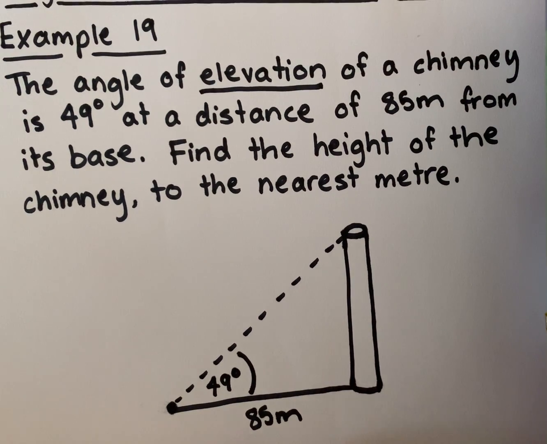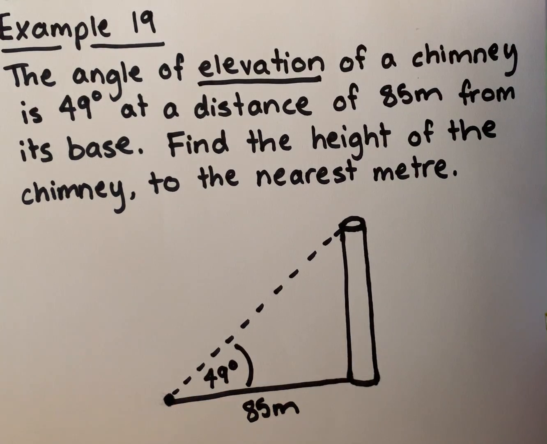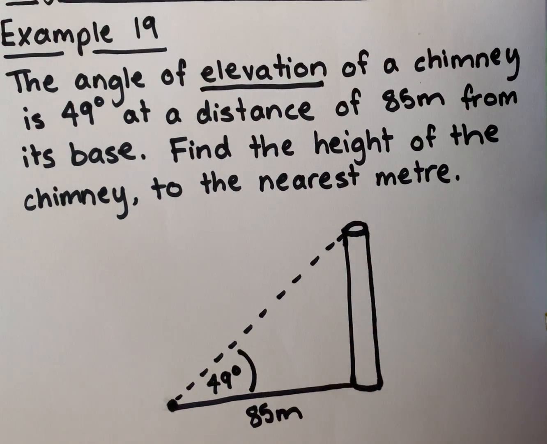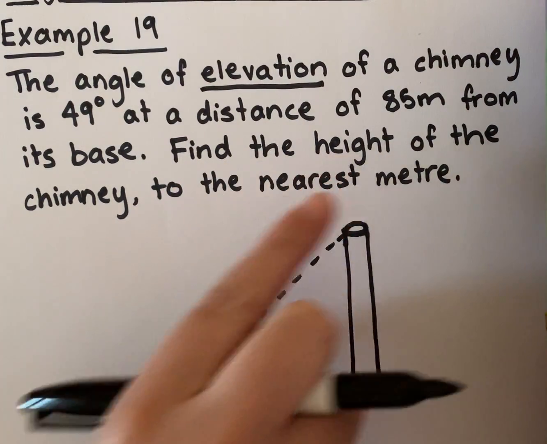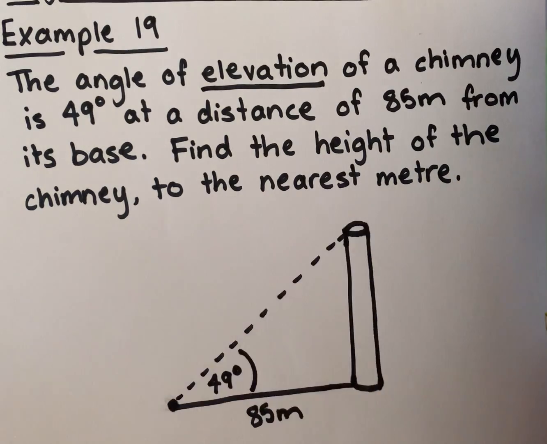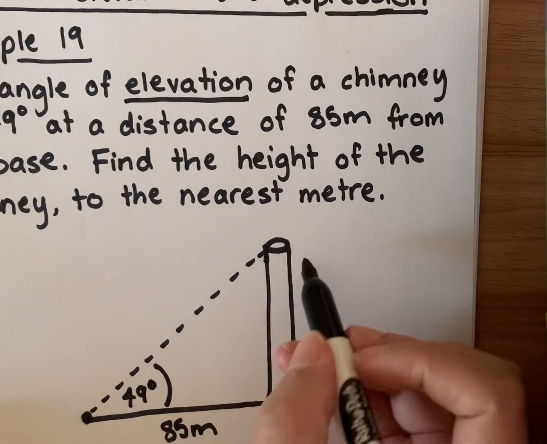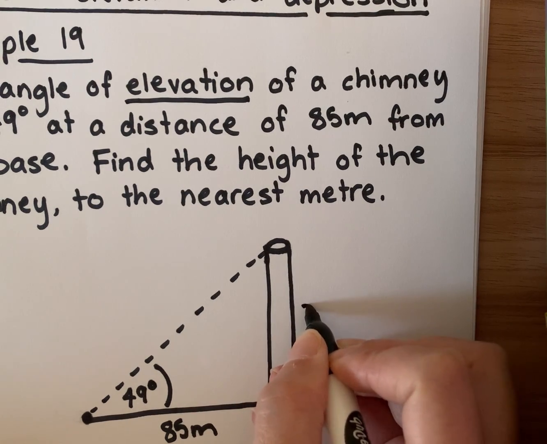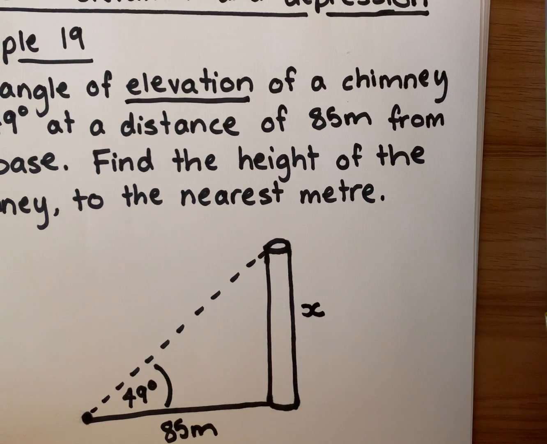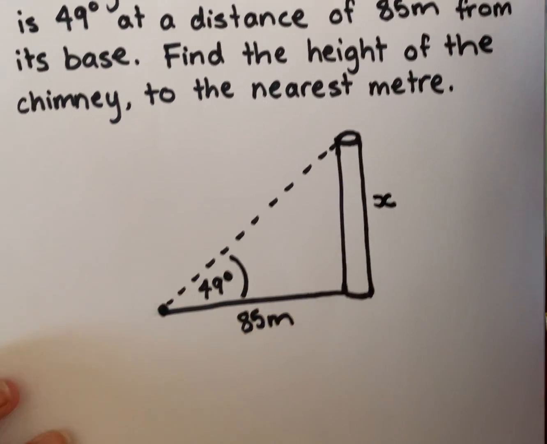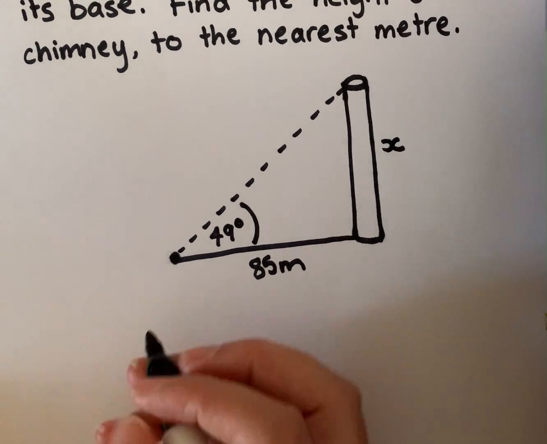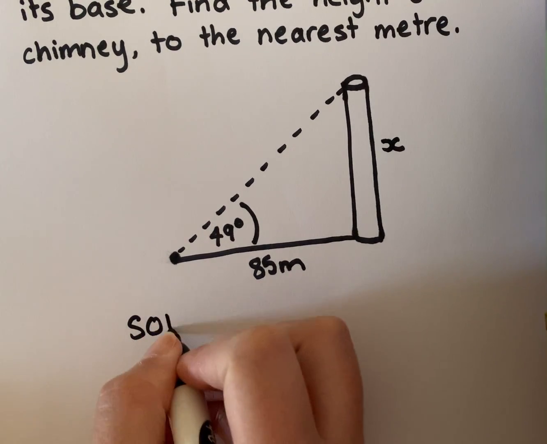Okay, so we've got a side, we've got an angle. That means we know we can probably use the trig ratios. So let's see, what's the question asking us? It's asking us to find the height of the chimney to the nearest meter. Okay, so it wants to find this height here. So let's just label that side of the triangle x, because that's what we're trying to find. And now let's just put in our trig ratios. So which one are we going to use?